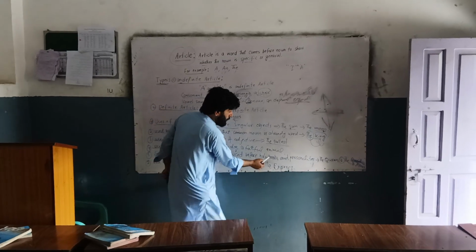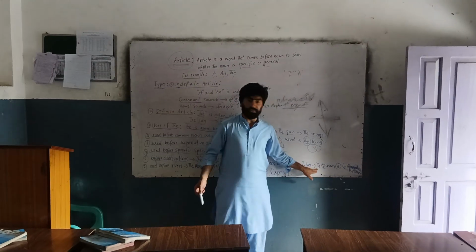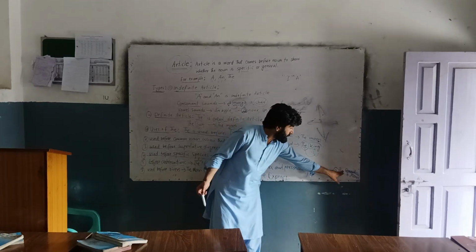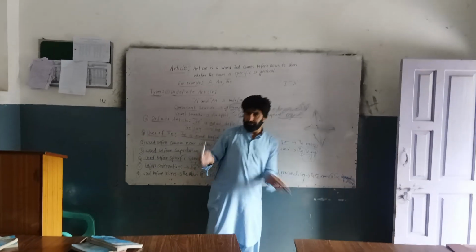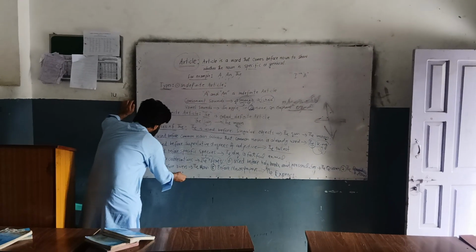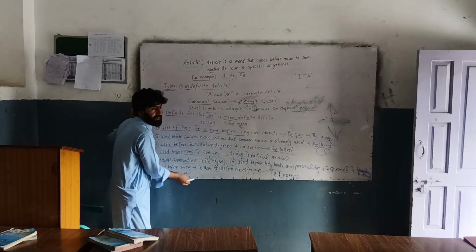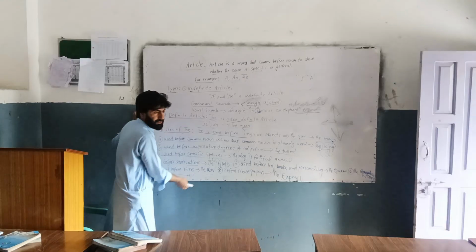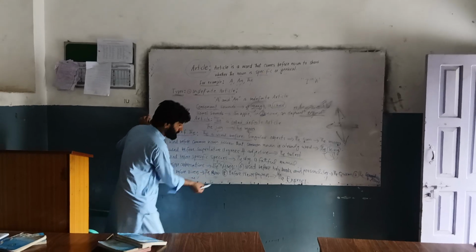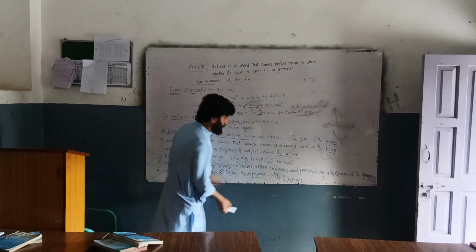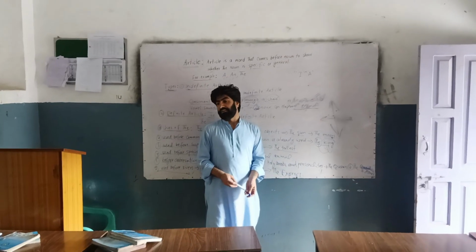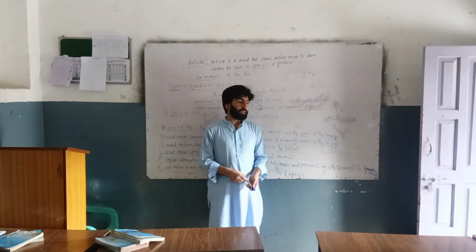Used before holy books and personalities. For example, the Quran. It is a holy book. The Bible. The Quaid-e-Azam. It is a personality. So before personalities and holy books, we will put the article the. Used before rivers: the Ravi, the Sutlej, the Chenab, the Indus River. So before a river, we will put the article the. Before a newspaper: the Express, the Mashriq, the East, the Dawn. So before a newspaper, we will put the article the.